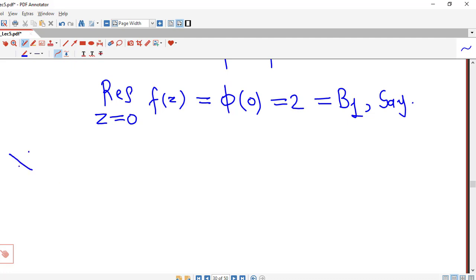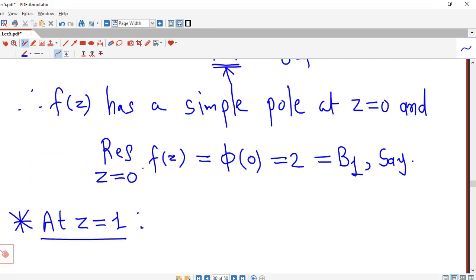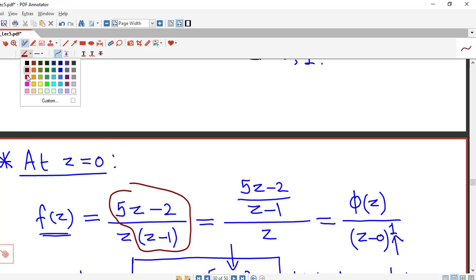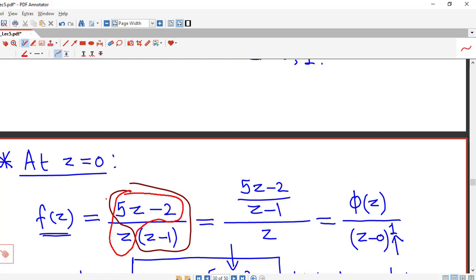Now we calculate the residue at z equal to 1. The same method we will apply. For the residue at z equal to 0, we considered this part in the numerator. Now for the residue at z equal to 1, we will consider this part in the numerator.